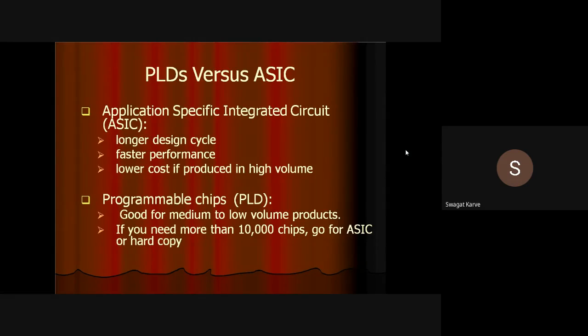Or if the product requirement is low, then you can go for these chips. And also one more difference that we have already discussed: PLDs can be general purpose, right? Programmable chips can be general purpose. For example, your microcontroller is a programmable chip, but it is a general purpose chip, right? You can implement any design by using a microcontroller. But in case of an ASIC, for example the mobile chip, you cannot have that facility, right? So this is the difference between PLD versus ASIC.